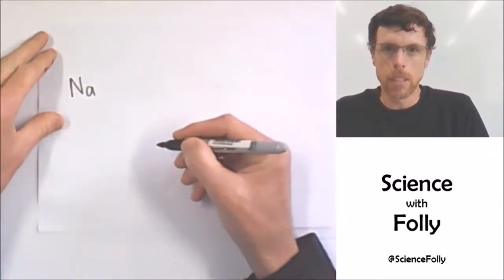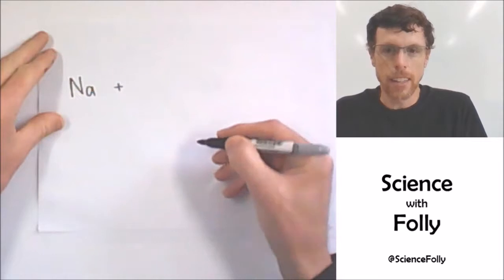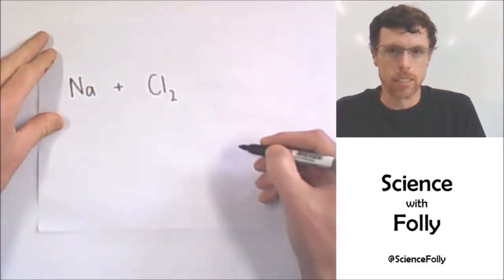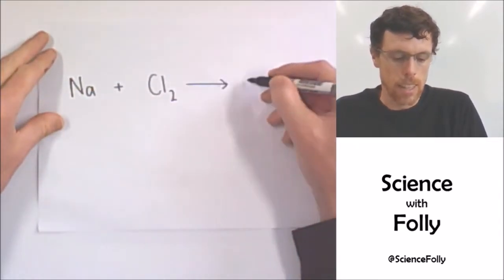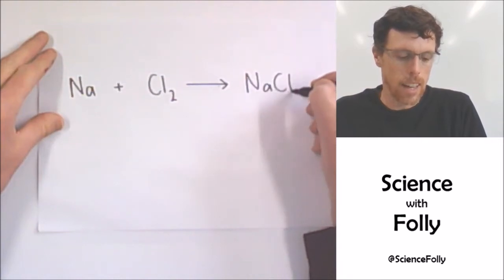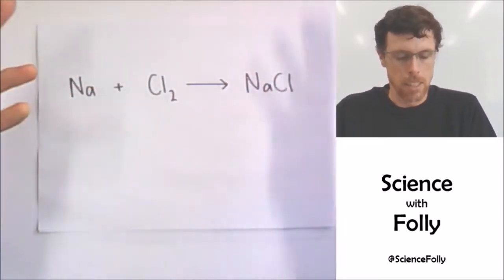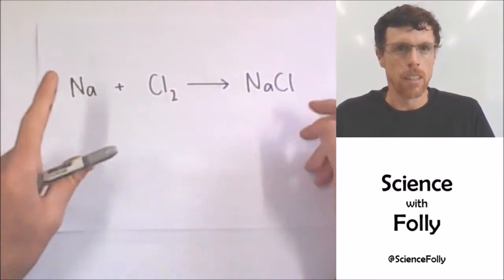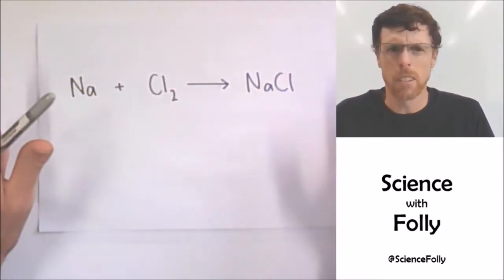If we have sodium metal, Na, and we react it with chlorine gas, Cl2, our product is NaCl. Pretty easy. Sodium, as you know, it's a highly explosive metal. I find it quite amazing.